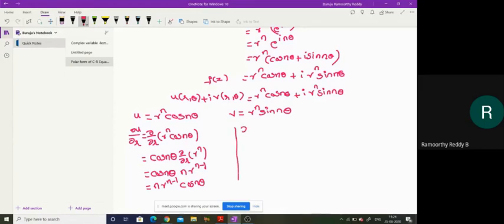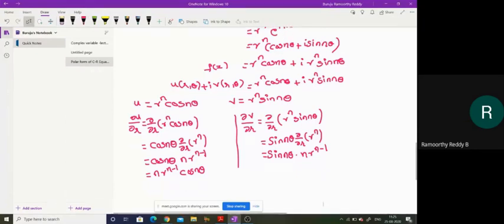Now what is ∂v/∂r? It is equal to ∂/∂r of r^n sin nθ, right? Here sin nθ is outside, so we differentiate r^n, and ∂/∂r of r^n is n r^(n-1), right? So ∂v/∂r equals n r^(n-1) sin nθ.